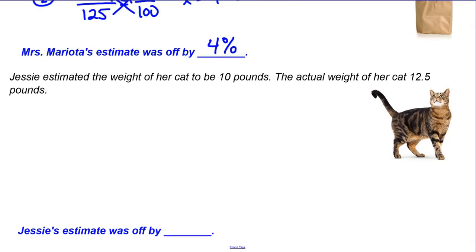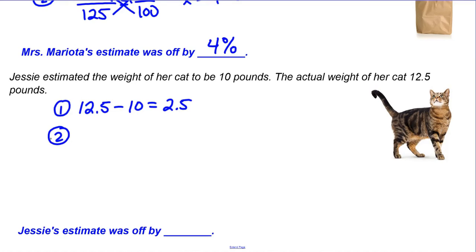Next, Jessie estimated the weight of her cat to be 10 pounds. The actual weight of her cat is 12.5 pounds. Find the percent error. How far off was Jessie on her estimate? So to do that, the first thing we need to do is find out how much she was off. We're going to use subtraction. 12.5 minus 10 is 2.5. So she was off 2.5 pounds.